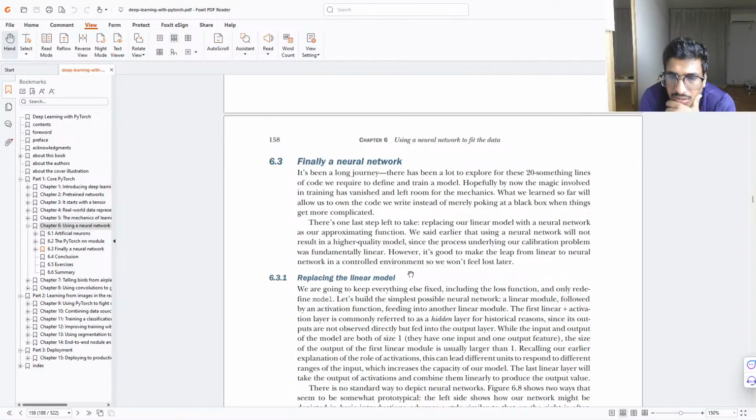It's been a long journey. There have been a lot of moving parts for those 20-something lines of code we required to define and train a model. Hopefully, by now the magic involved in the training has vanished and left room for the mechanics. What we learned so far will allow us to own the code we write instead of merely poking at a black box when things get more complicated.